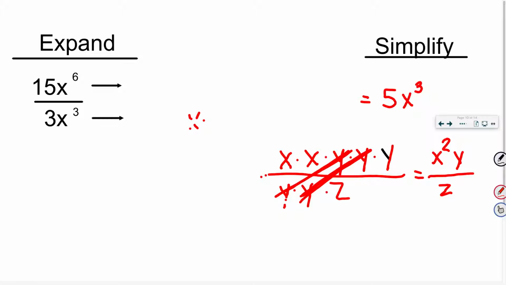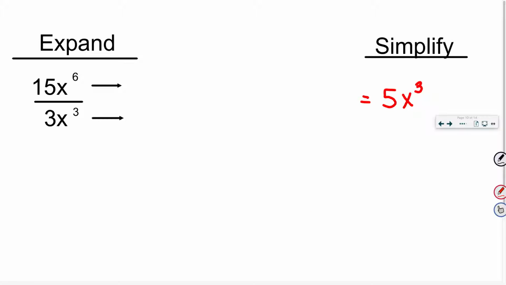What happens if you have less on the top? Good question. And that's actually where we're going next here. Let's say you have less on the top. Give me an example. Let's just switch these. How about we do that? Let's just switch them. Actually, we'll leave it as a 15. So we'll say 15x to the 3rd over 3x to the 6th. Let's use that as an example.